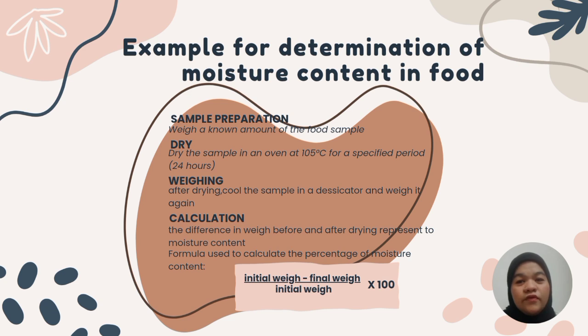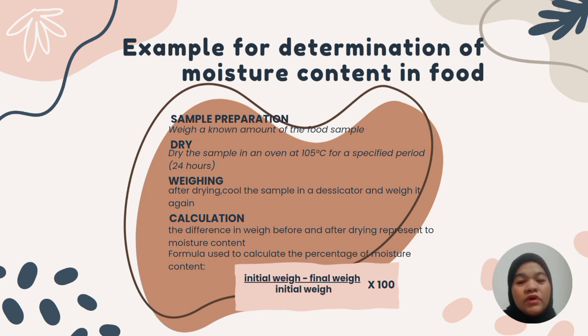Next is the methodology. For this methodology, we prepare an example for the determination of moisture content in food. First, for sample preparation, we need to weigh a known amount of the food sample. Then dry the sample in an oven at 105 degrees Celsius for a specified period. Third one is weigh. After drying, cool the sample in the desiccator and weigh it again. And the last one is the calculation. The difference in weight before and after drying represents the moisture content.